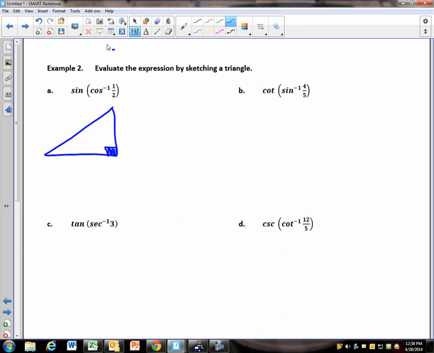Here we go. We want to know what the sine of cosine inverse of 1/2 is. That looks kind of confusing, doesn't it? Think about it, people. When you do cosine inverse or sine inverse or tangent inverse, what does your calculator give you? What part of the triangle does it give you? It gives you an angle. It gives you a theta.